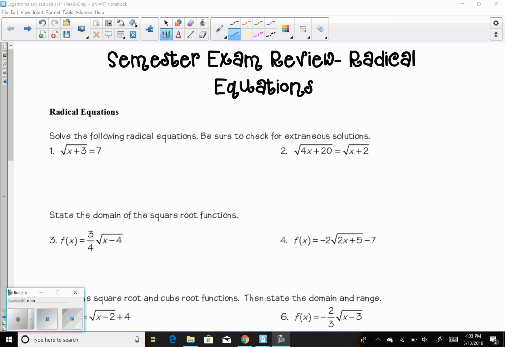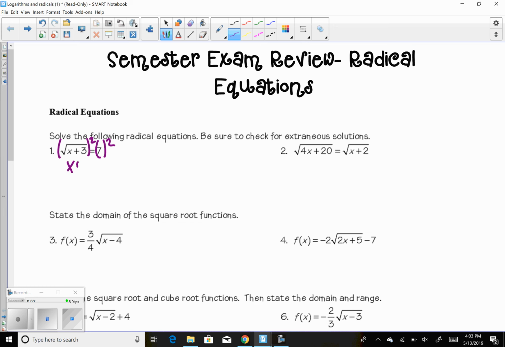Here is the semester exam review covering the radical equations. So number 1 says the square root of x plus 3 equals 7. Remember, you're trying to solve for x, and you need the radical to go away. So you undo a square root by squaring it, and whatever you do to one side, you have to do to the other. So if we square both sides, when you square the radical, it goes away.